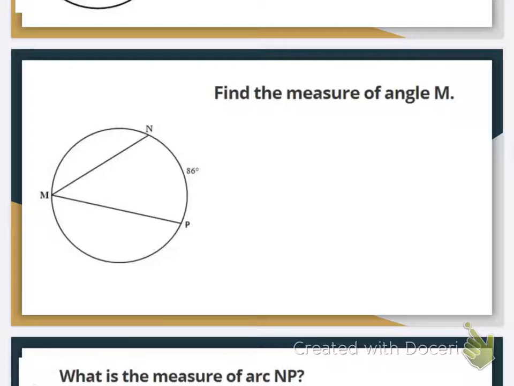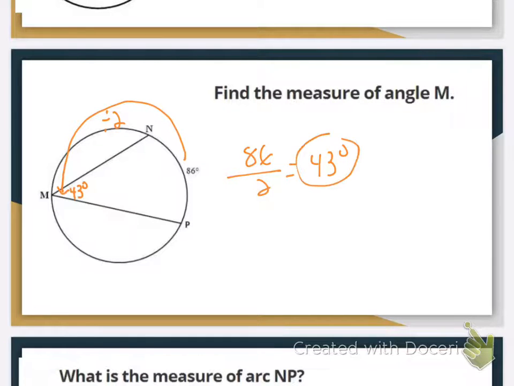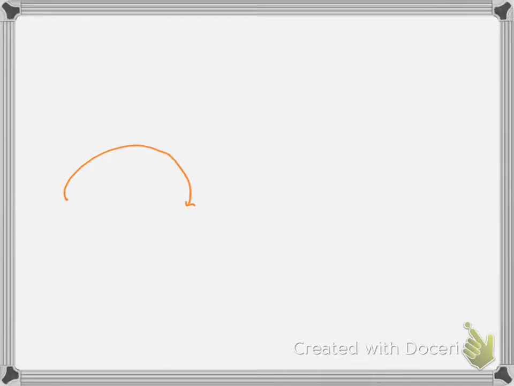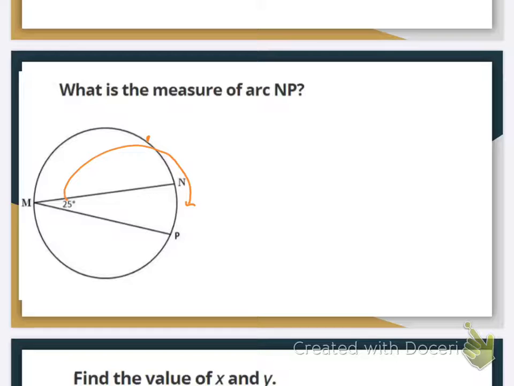And this one is find the measure of angle M. So remember that this is an inscribed angle, and the angle is going to be half of the arc, so we divide it by 2. So 86 divided by 2 is going to be 43 degrees. Here we're given the reverse. We're given the inscribed angle. We want to find the arc, so the intercepted arc. So remember, that's getting bigger. Let's go back. So that means we multiply by 2. So 25 times 2 is 50.